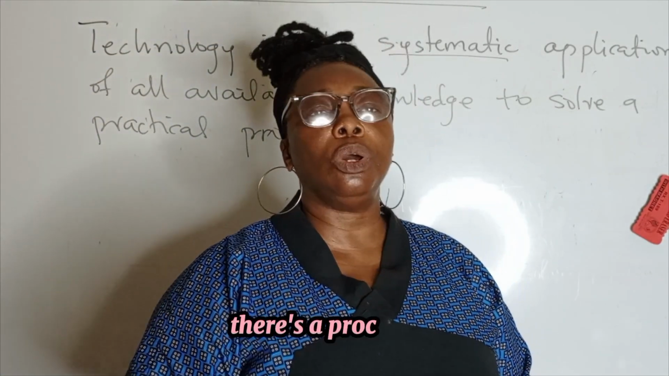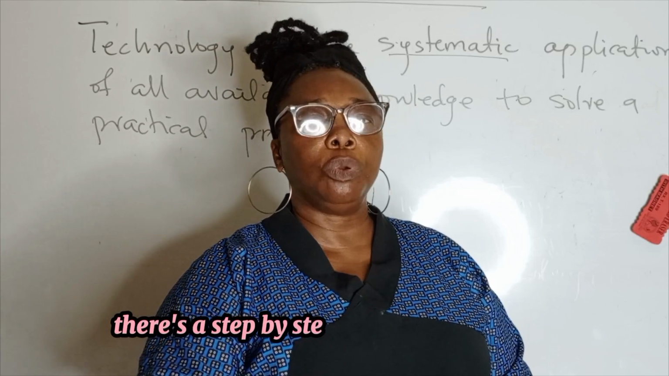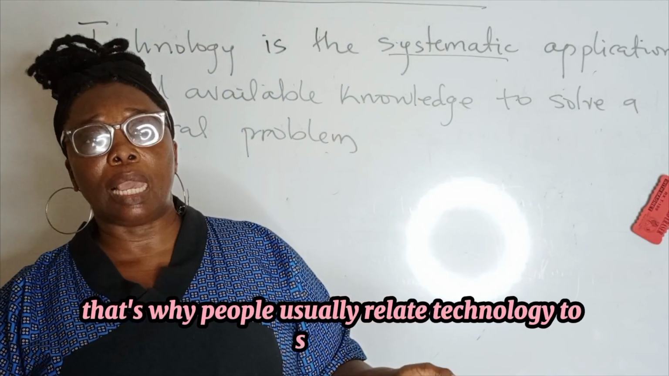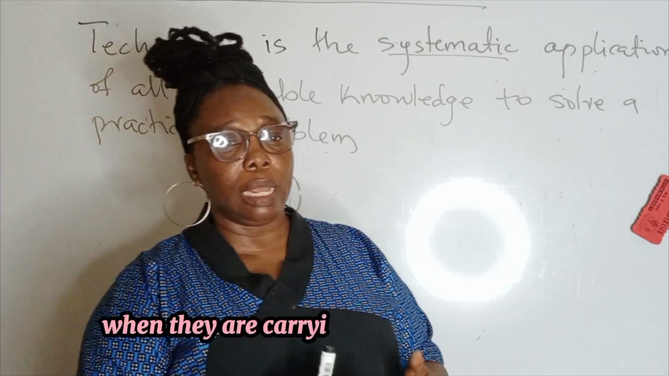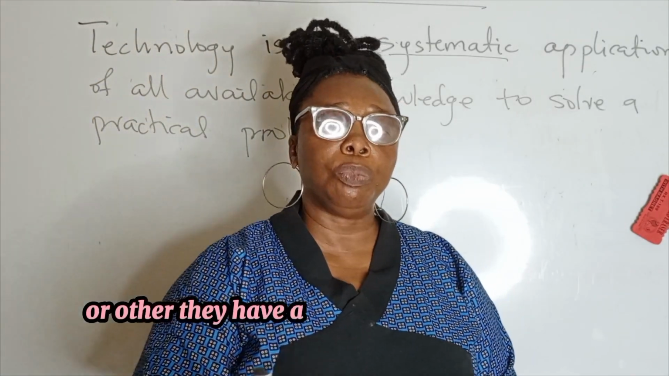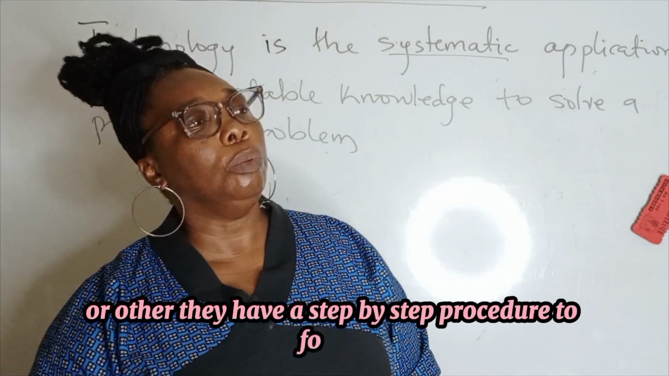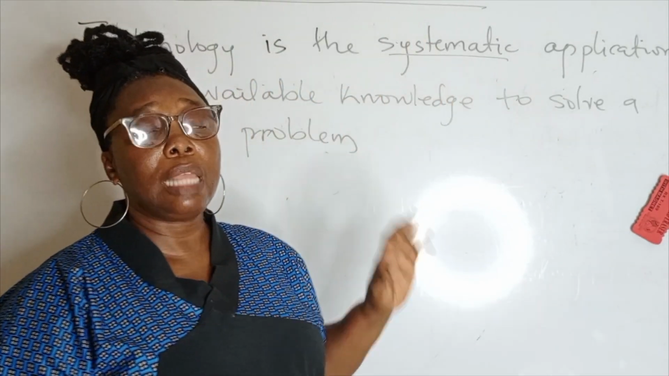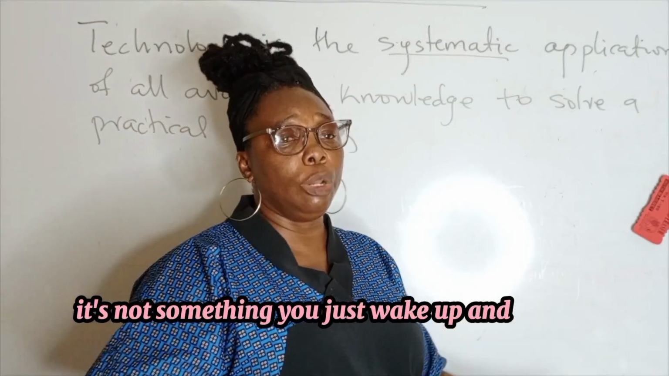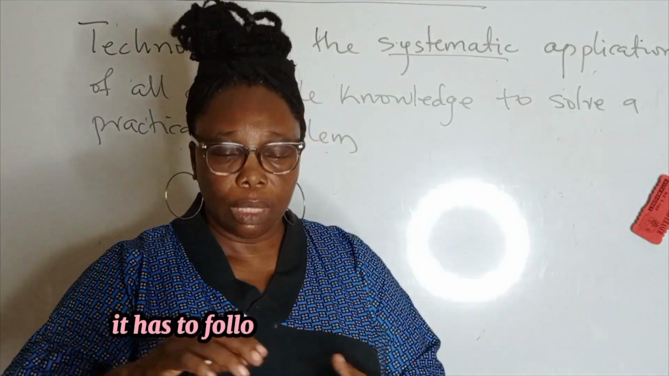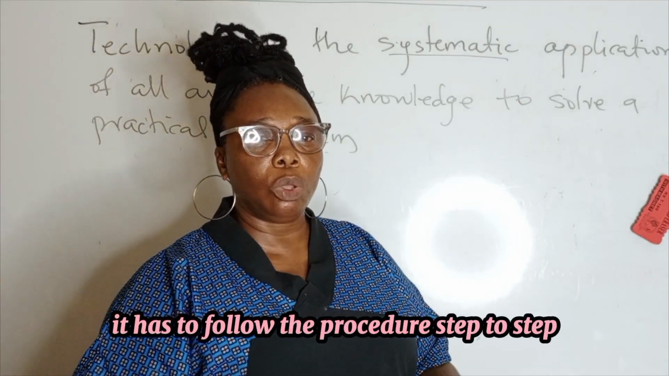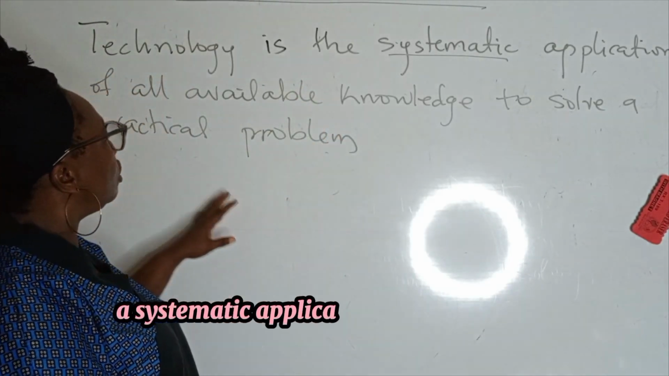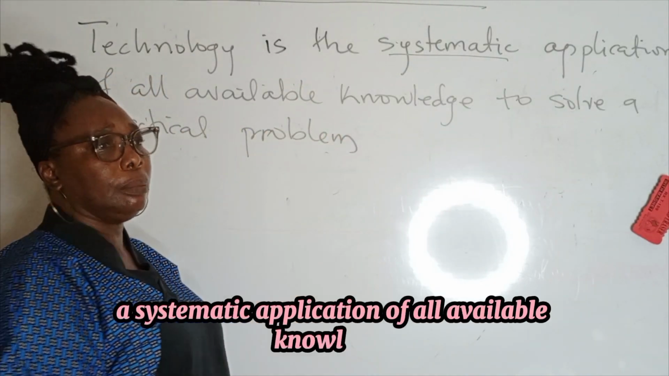There is a step-by-step procedure to follow. That's why people usually relate technology to science, because when they are carrying out an experiment, they have a step-by-step procedure to follow. But in this case, the application must be systematic. That means it's not something you just wake up and dream up. It has to follow a procedure, step by step, or it uses a model. So we say it's a systematic application of all available knowledge.